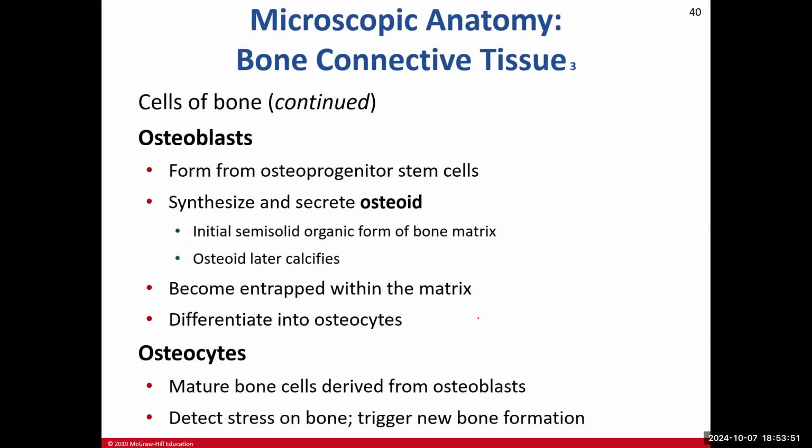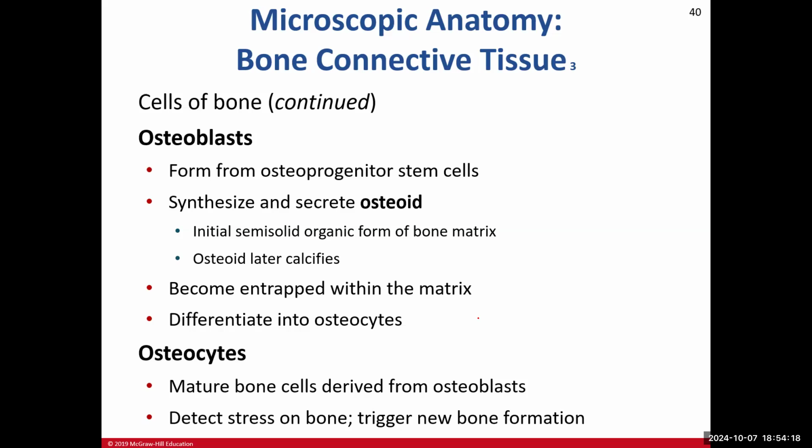The next one are the osteoblasts. Write this down. Blast, build. That's what they do. B and B. Osteoblasts build bone. So these osteoblasts, we just learned where they came from. They came from the osteoprogenitor cell. And so they're going to build the bone. And they do so by secreting a substance called osteoid.